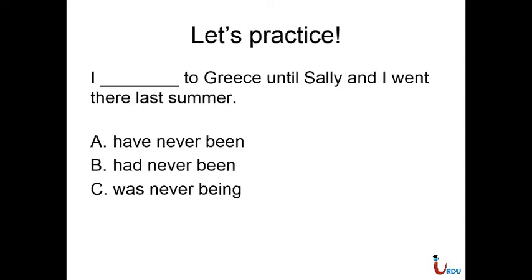So let's look at this in terms of what we're trying to do. Obviously, you know that this happened at some point in the past because it says last summer. So was is gone just because it has being in it. Being is present tense. Okay, we'll discuss this next video. So we have 2 answers left: have and had, because both of those represent past.